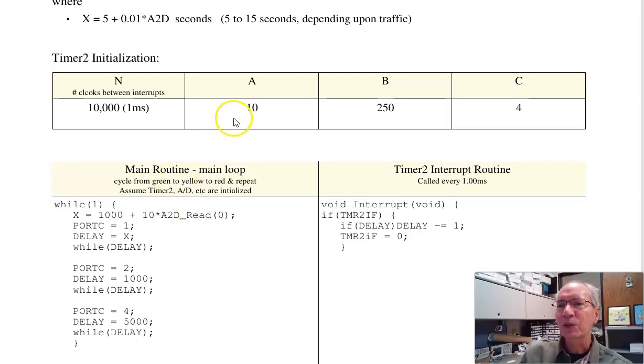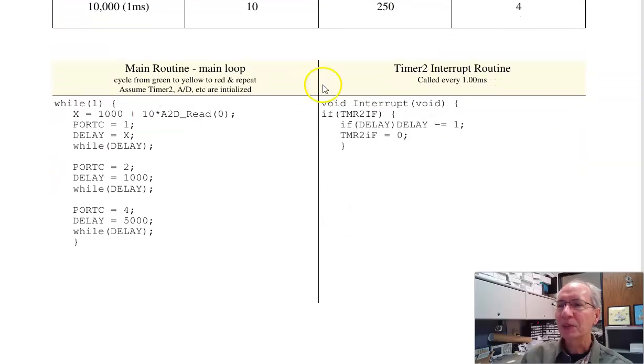Set up timer 2 for your favorite time. I'm going to choose 1 millisecond, 10,000. The biggest this can be is 65,000, 6.5 milliseconds. About the smallest it can be is 100. So pick your favorite number. 1 millisecond is convenient. Then the main routine.